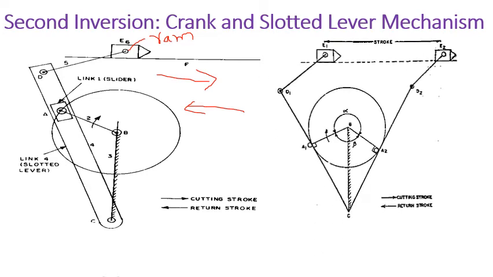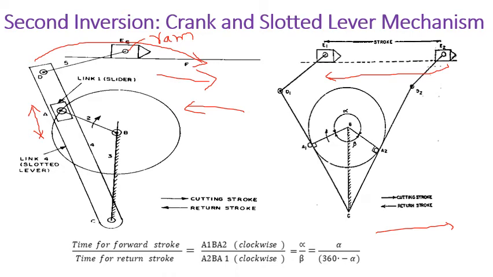So we can see the end position of the ram. This is the initial position of the ram. When this crank starts to rotate in a clockwise direction, due to the upward and downward movement of this slider, there is an oscillatory motion. It starts to move in this direction, then it will reach the position E2. We call this movement a cutting stroke. Then it will come back from this position to this position. We call it a return stroke.